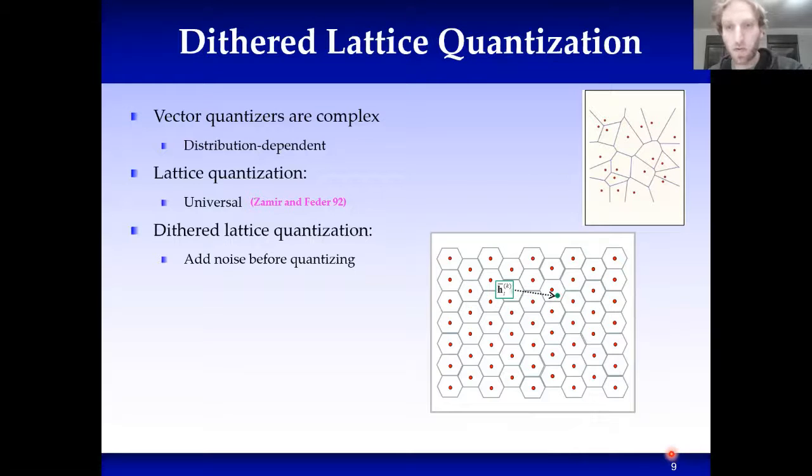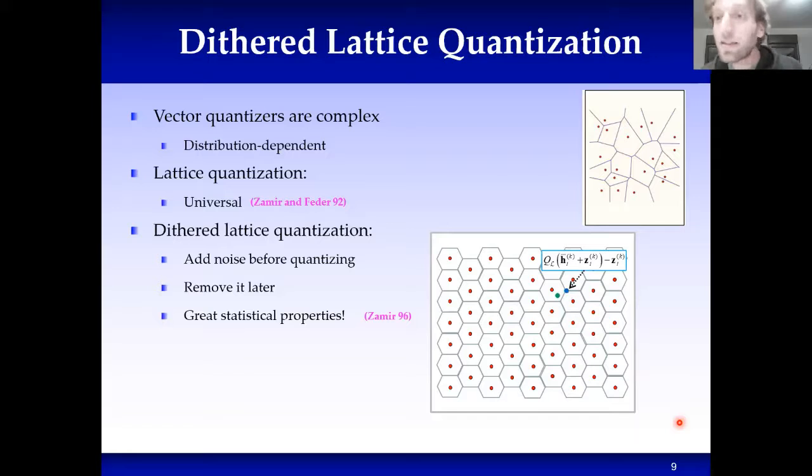What we do is first add noise to it, and this noise is uniformly distributed over the basic cell of the lattice. And it dropped us here. This is the vector plus noise. Then we quantize it, namely we map it to the nearest centroid of a decision region. But then we also remove this noise later in decoding, and we get, in this case for example, the blue point. Now, this has great statistical properties, the quantization properties.